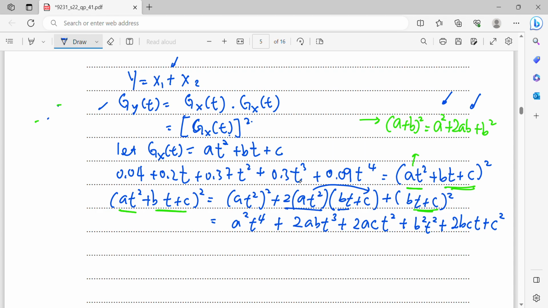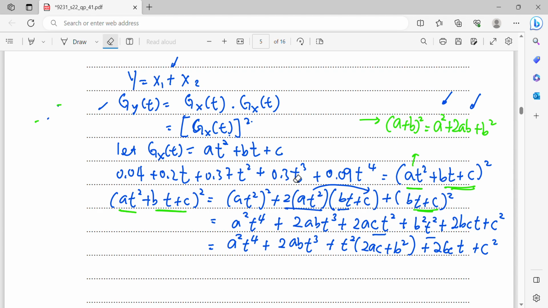Now from here I can simplify, right? So it will be a squared t degree 4. I will group the same terms. The same terms means those with t of the same degree. Okay, so the second term I will rewrite, and then the third term and fourth term will be combined. So here plus t squared times (2ac plus b squared). Then after that, followed by 2bct, then plus c squared. So the c squared is basically our constant here.